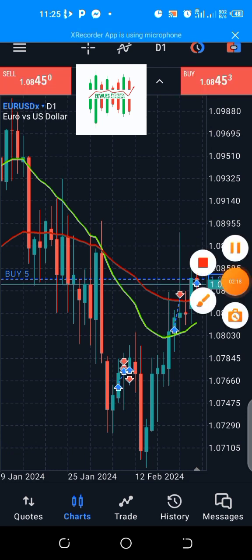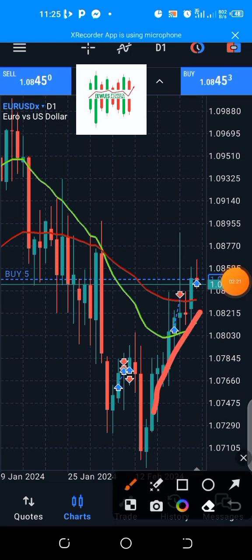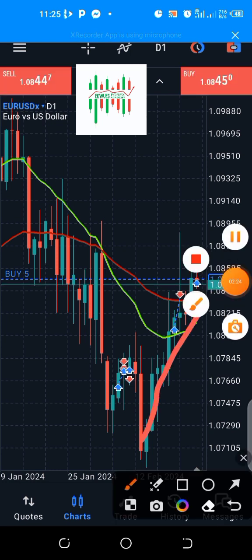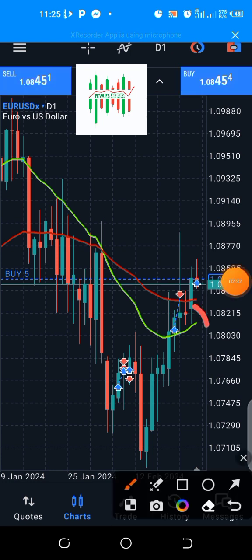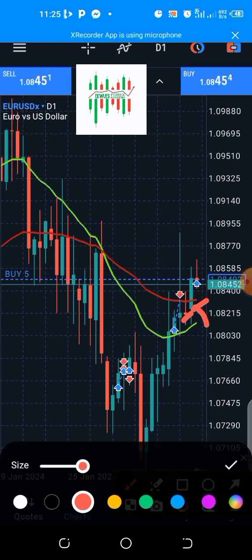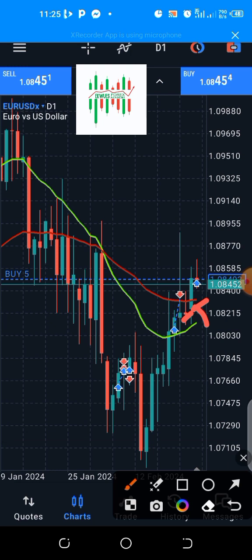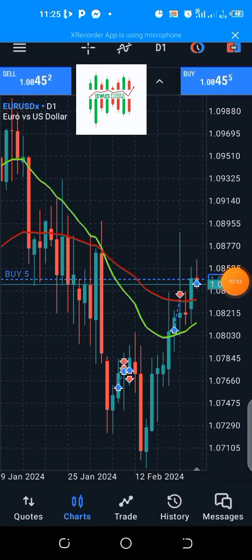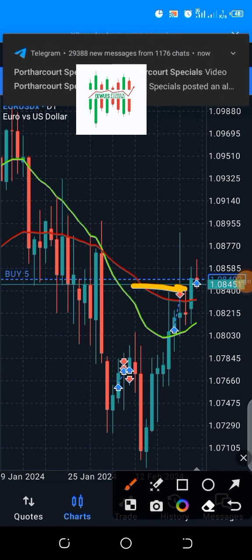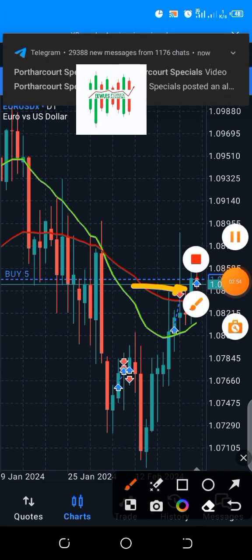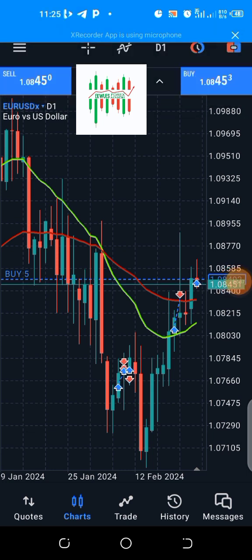This is clearly an uptrend. Then you look out for the candlestick that just formed yesterday, the previously formed candlestick. And what do we have here? This one is a bullish candlestick. Upon noticing that this candlestick right here is a bullish one, you move to your H4.